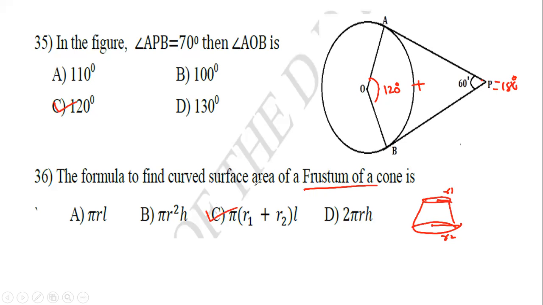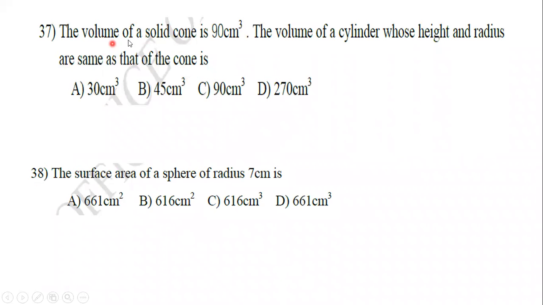Next, 37th question. The volume of a solid cone is 90 cubic centimeter. Then the volume of the cylinder whose height and radius are the same as the cone is dash. So first write out the volume. Both the volumes are the same. So, just a minute. Okay. Volume of the cone.